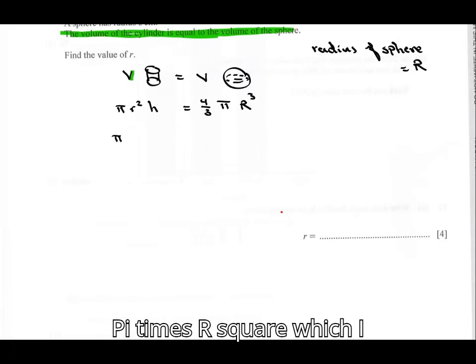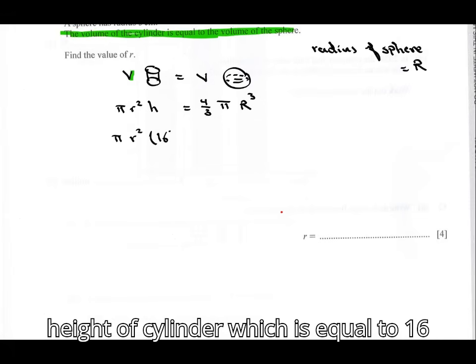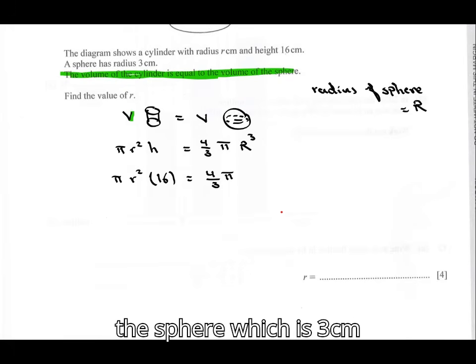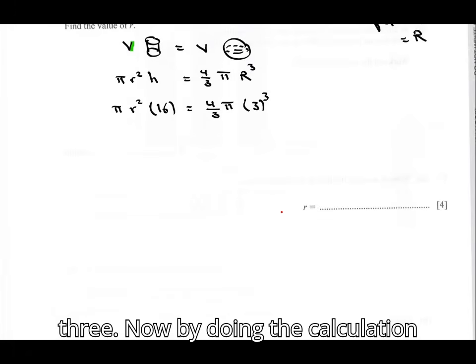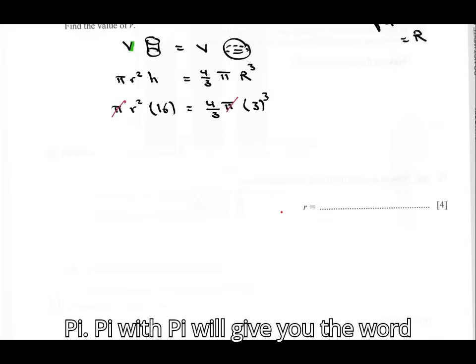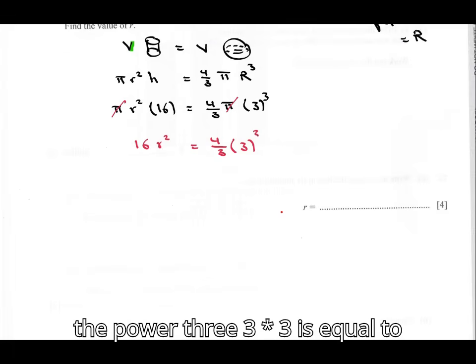Pi times r square, which I don't know for the cylinder, times the height of cylinder, which is equal to 16, is equal to 4 over 3 times pi times the radius of the sphere, which is 3 cm, times r to the power 3, which is 3 power 3. Now by doing the calculation, we can simply cancel pi with pi. 16 r squared is equal to 4 over 3 times 3 to the power 3.